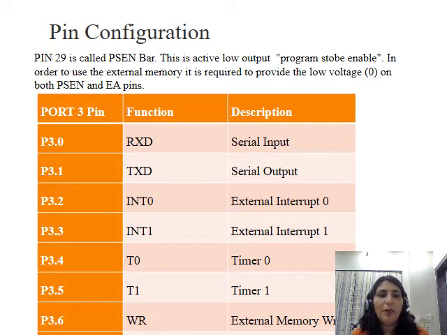Then P3.4 and P3.5, these are related to timers. Timer 0, counter 0, timer 1, counter 1. Then P3.6 is external memory write and P3.7 is external memory read. So whenever the microprocessor wants to write data in external memory, at that time it will send a high signal on this pin, and when it wants to read from external memory, then it will send a high signal on P3.7.